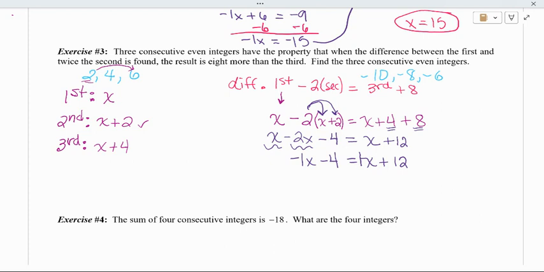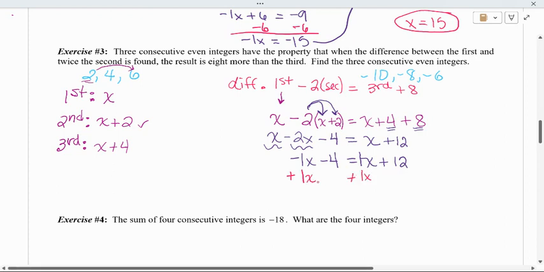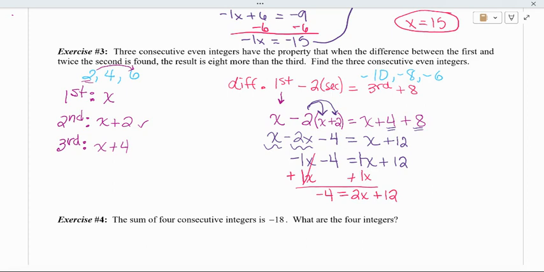Take the negative. So how do I cancel out a negative 1x? What do I have to do? Add it. I'm going to add 1x to both sides. So this cancels out, and I have negative 4 equals 2x plus 12. So I have to take my constant, that 12 that's on the right side, and move it over to the left side. Minus 12 on both sides. Good job.